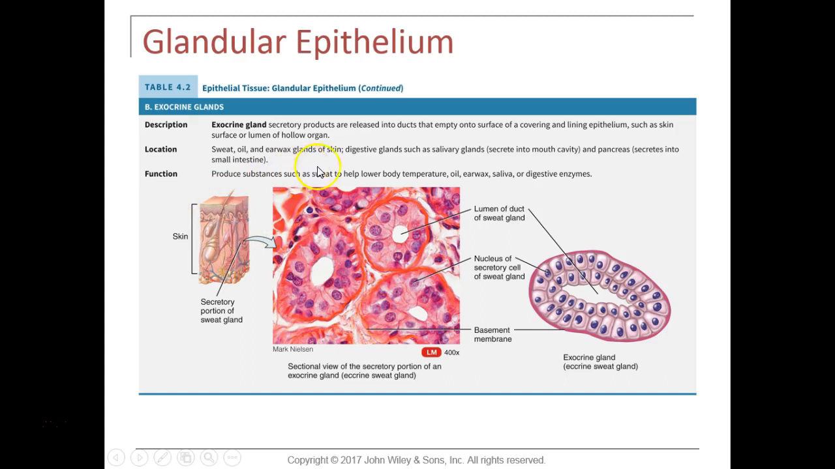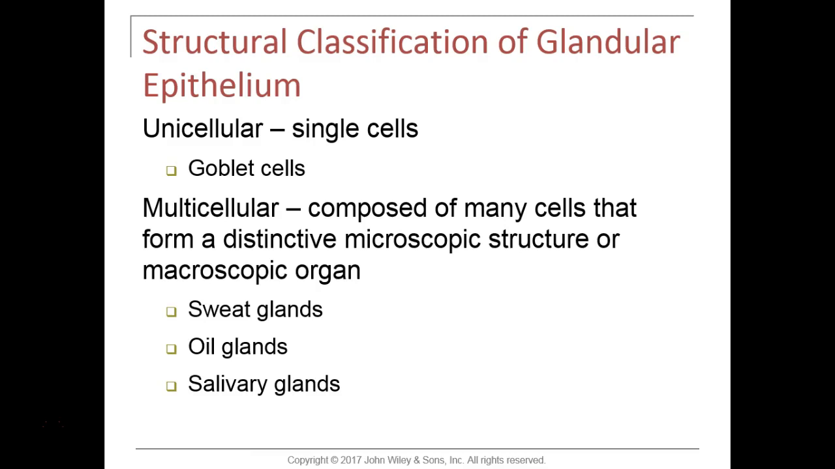In the case of salivary glands, it secretes saliva to the inside of your mouth, your oral cavity, so forth and so on. No endocrine gland contains a duct. So that's a major anatomical or structural difference, if you will, between exocrine and endocrine glands. Exocrine glands have ducts, but endocrine glands do not.